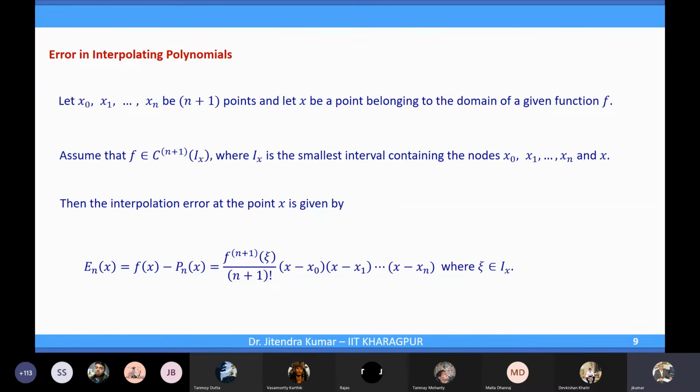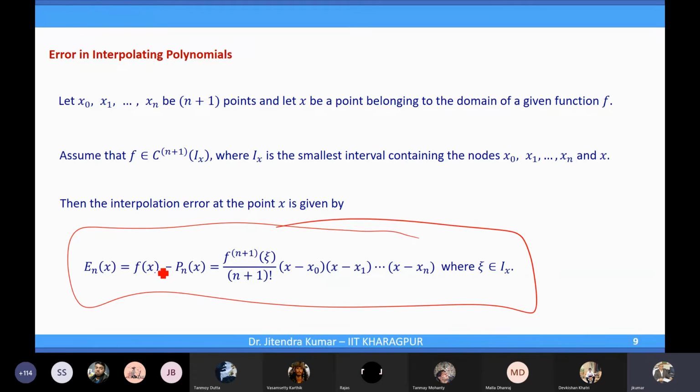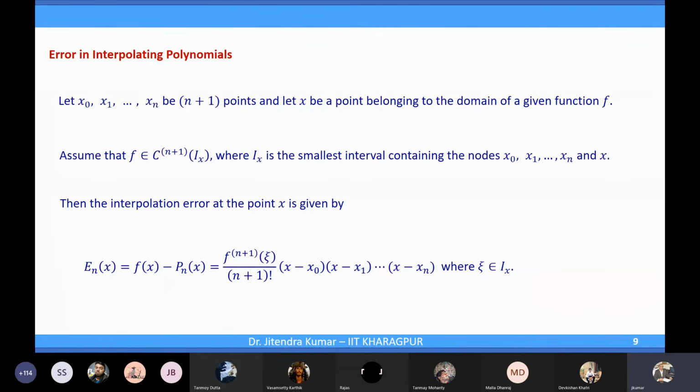But there are 3 slides which I am skipping here now. We just need to keep in mind that if the error between the actual function and the polynomial which we have derived here is concerned, then that error is equal to this one. We will have at least one example where we will see how to utilize this.